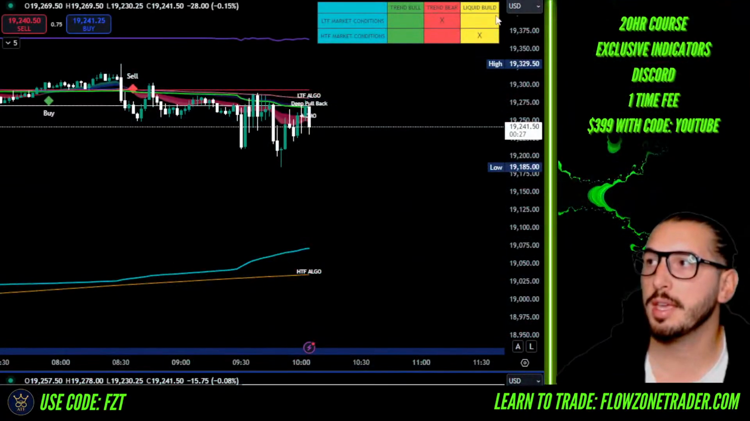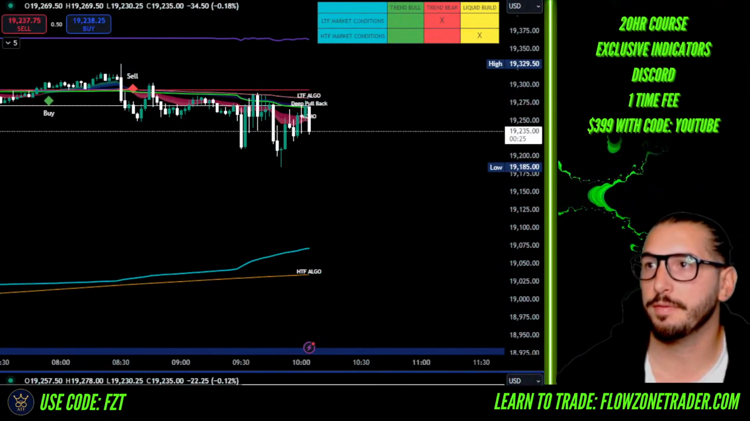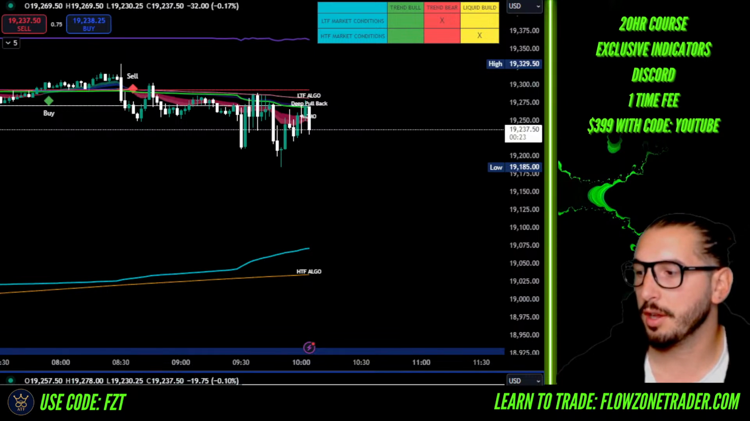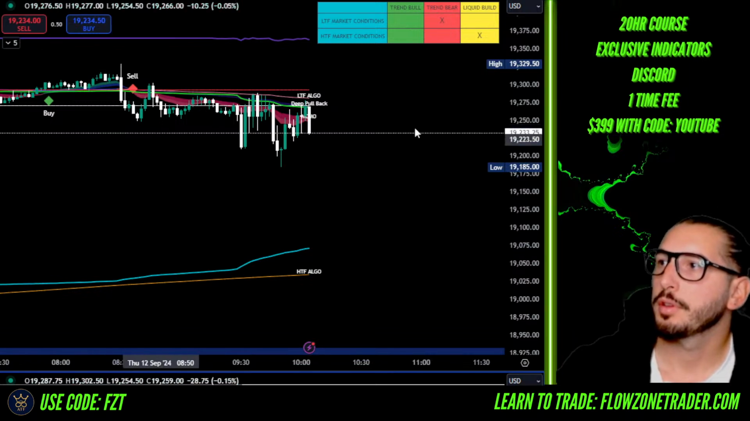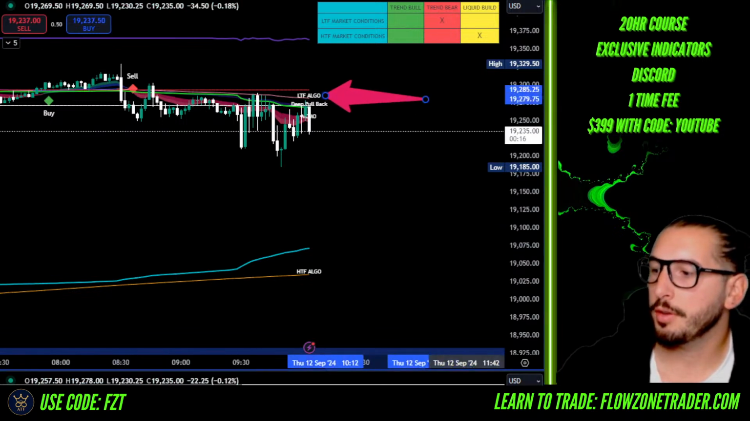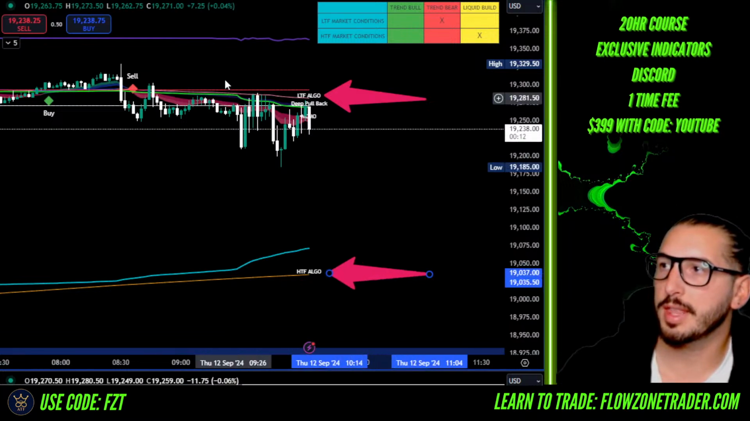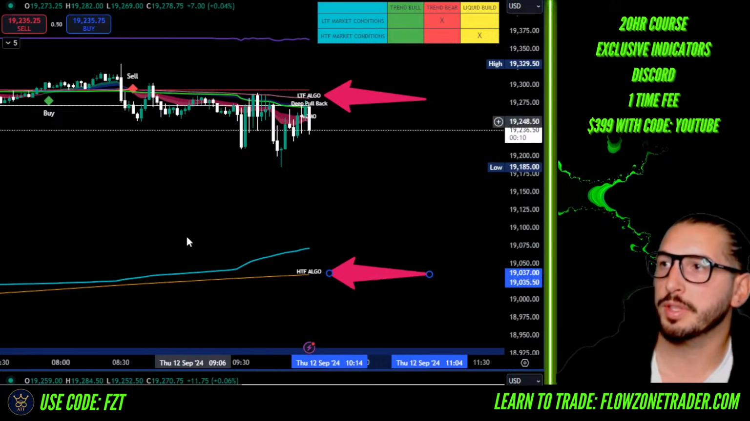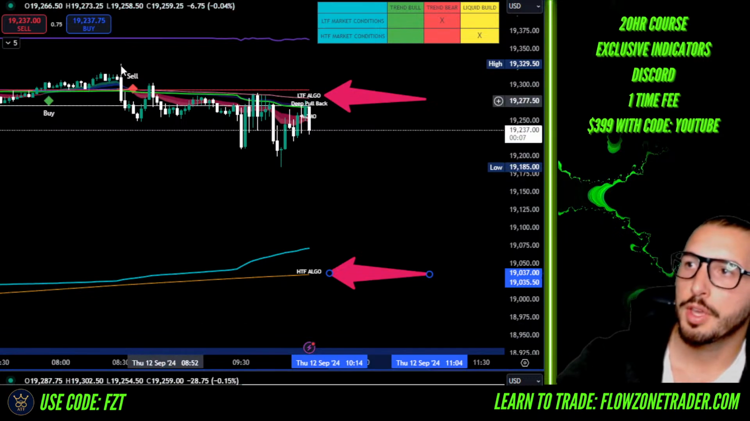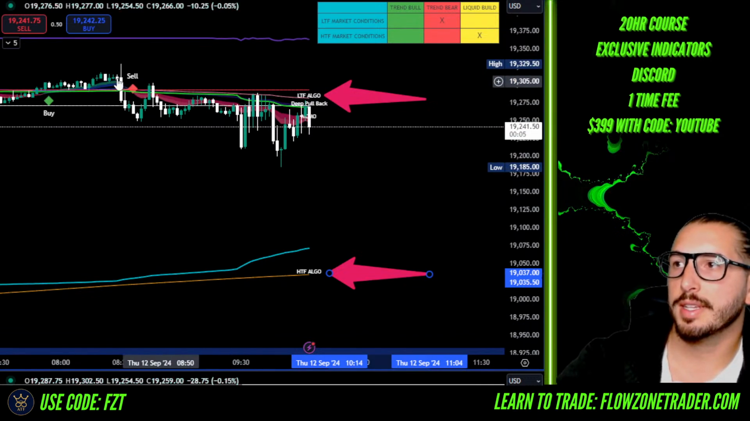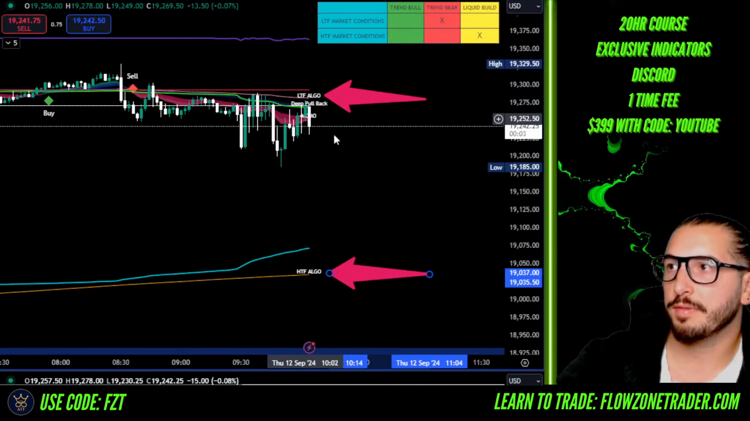All right, right here we are in a liquidity build. The reason for that is we are stuck right now between the lower time frame algo and the higher time frame algo. All right, so this is our area that it will want to build liquidity in. Flow zones are pretty much flat. Yes, they are red, but we are pretty much flat.